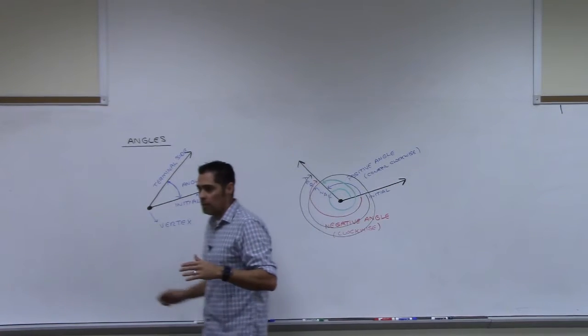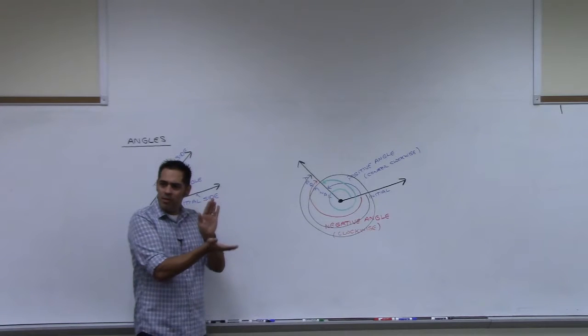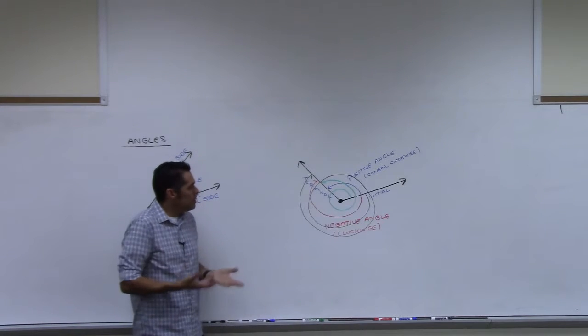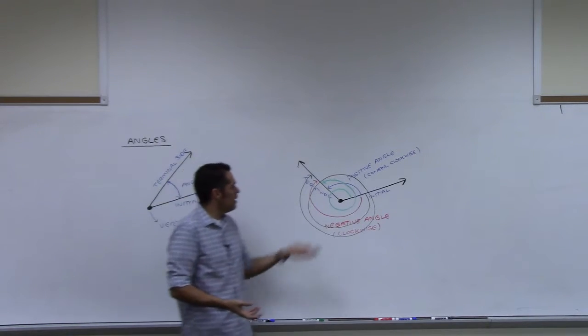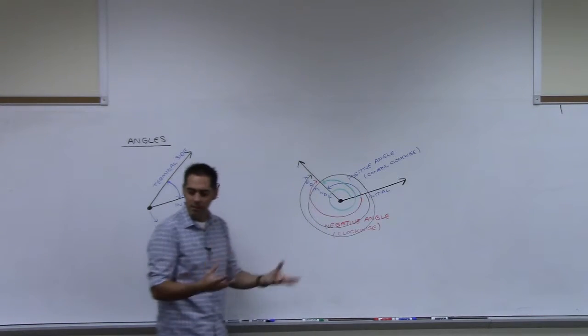If somebody gives you an initial side and a terminal side, there's actually an infinite number of angles that would start and end at those. Now, the one that we most commonly work with is that nice little positive angle in there. But there are an infinite number of equivalent angles.